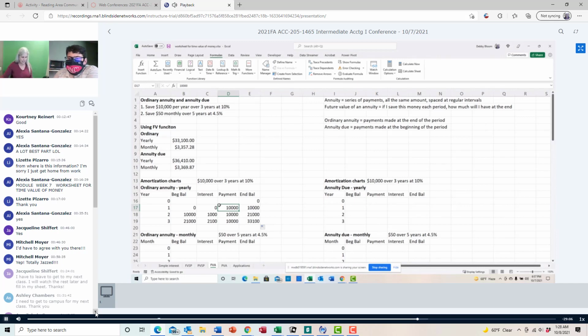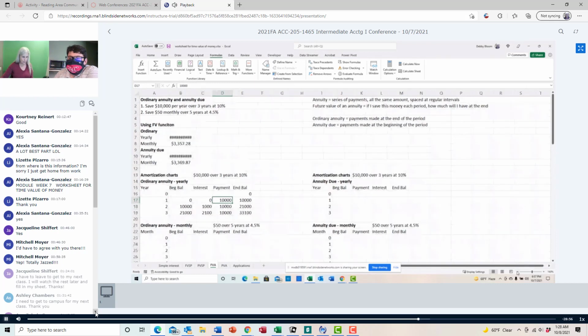Okay, let's amortize our monthly one. So now we're going to amortize the $50 monthly over 5 years at 4.5%. So we want to figure out how much interest we're going to earn each month. So I've already set up the amortization chart below, and we're going to do it exactly the same way.